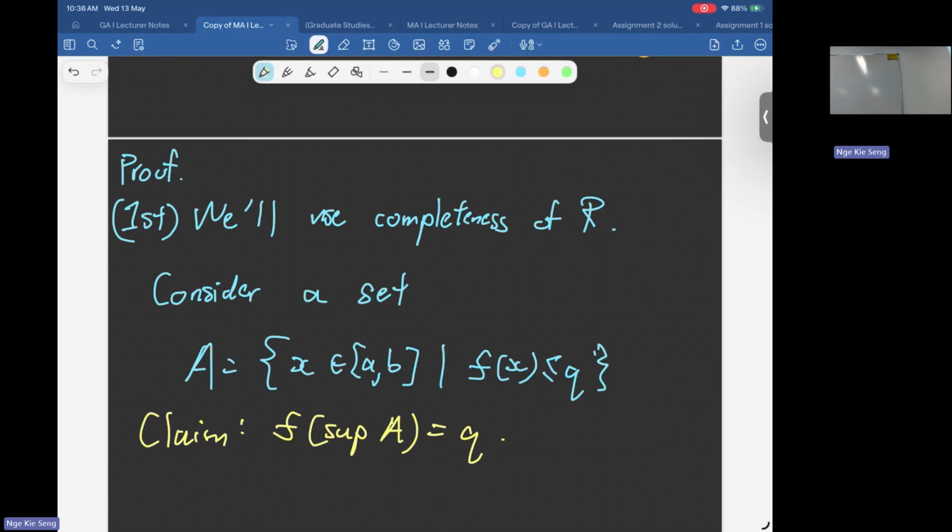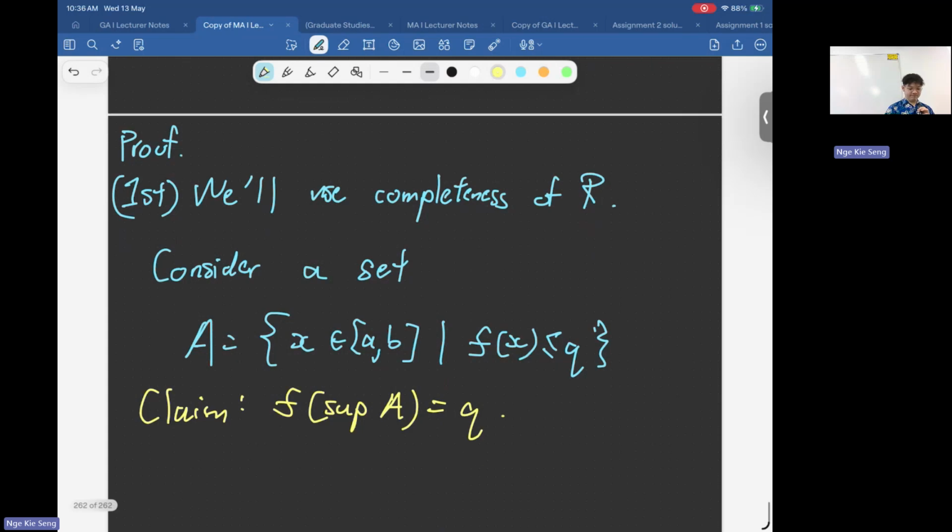I need to prove two things. I haven't proven it to you yet, but I said there is one. Now I'll prove it. So to prove that the supremum of A exists, what do you need to have? Two things, right? Non-empty and bounded. So why is it non-empty?